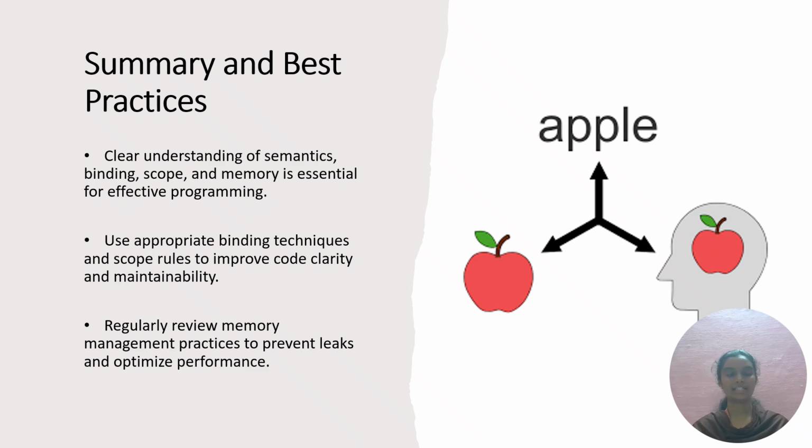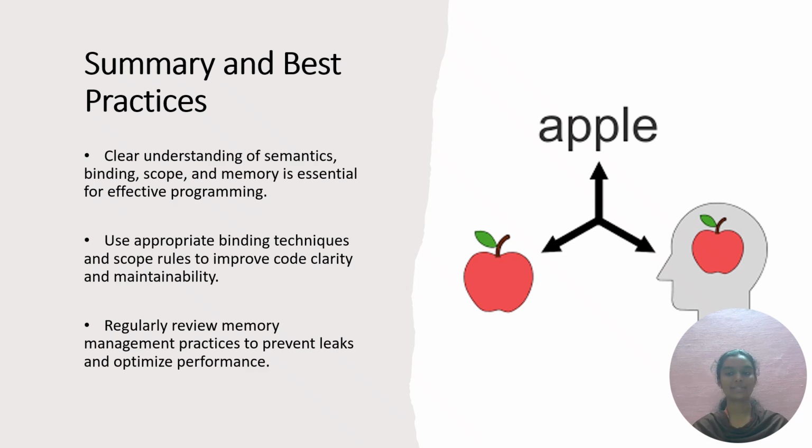The summary and the best practices. A clear understanding of semantics, binding, scope, and memory is essential for effective programming. Declare variables close to where they are used and limit the usage of global variables, preferring lexical scoping for predictable behavior. Use appropriate binding techniques and scope rules to improve code clarity and maintainability. Use static binding unless runtime flexibility is necessary.